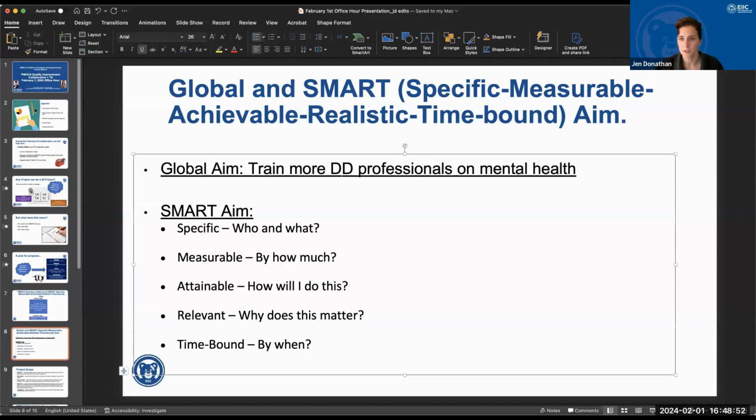Let's think of it in terms of a broad general goal. You know that a team is doing this, and you're thinking, how would you define this in a smart way? So let's start with specific: who and what. You guys yell out the answers, looking at this global aim.